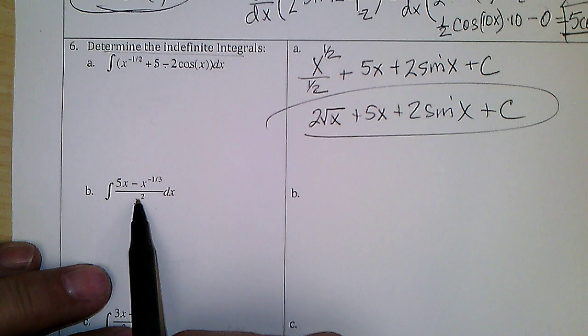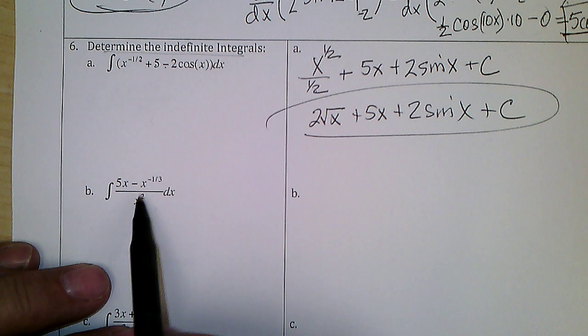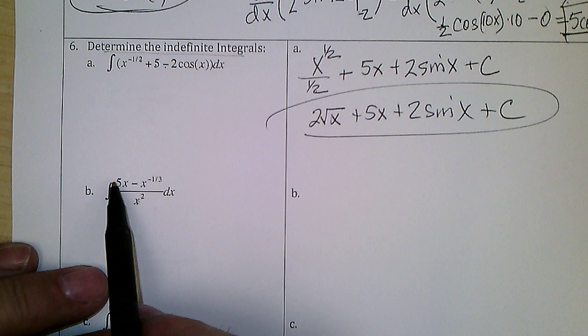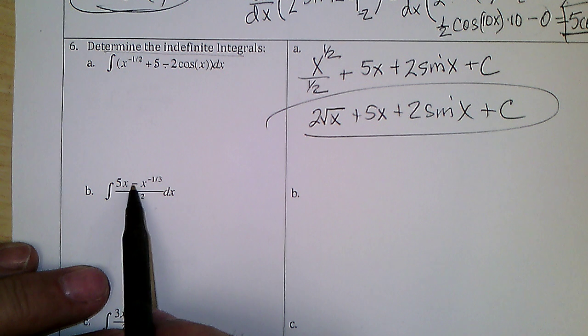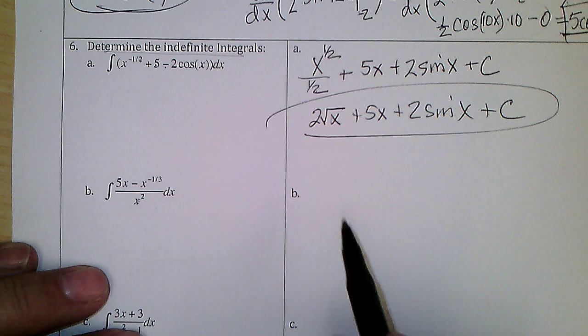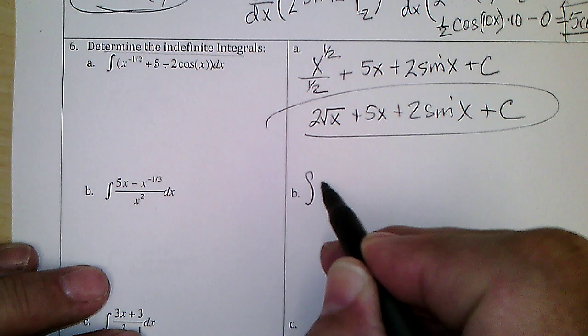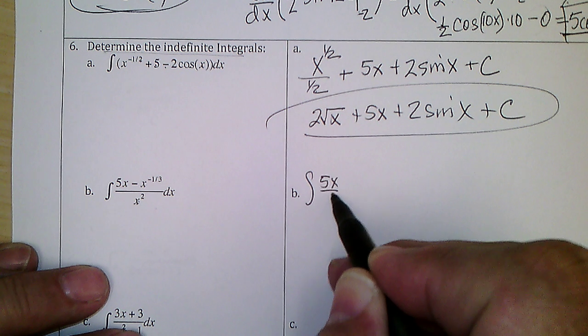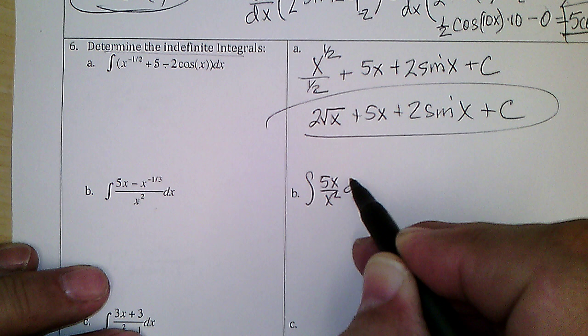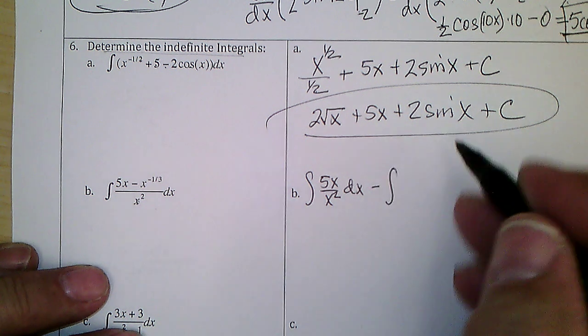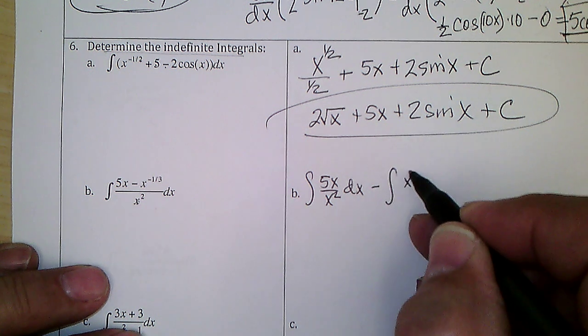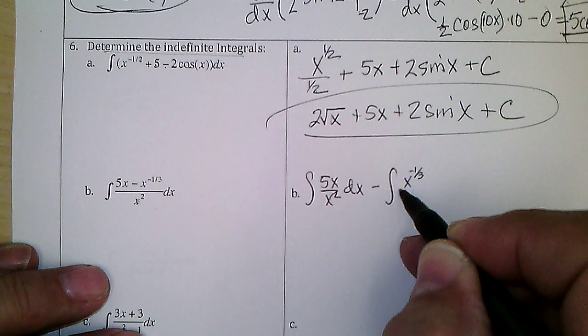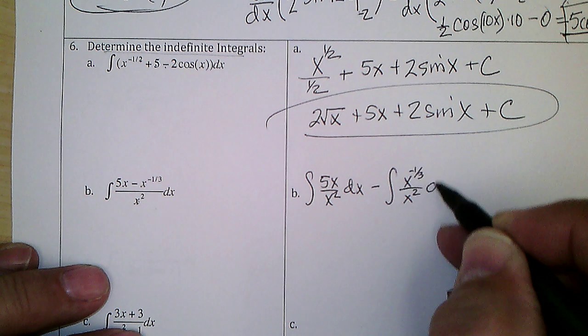This one, you might want to try u, but I think it's a lot easier. Just put the x squared under each of these. When the addition or subtraction is in the numerator, we could split it up. This would be the integral of 5x over x squared minus the integral of x to the negative 1/3 over x squared dx.